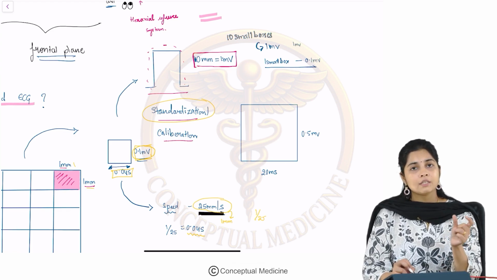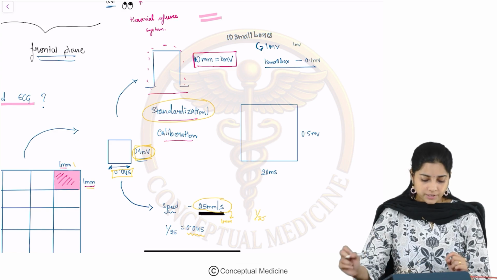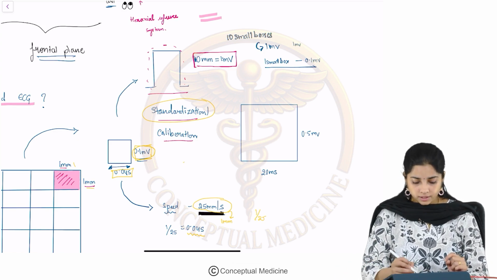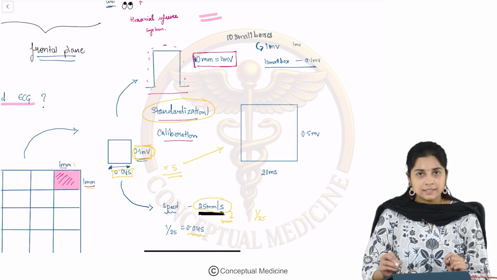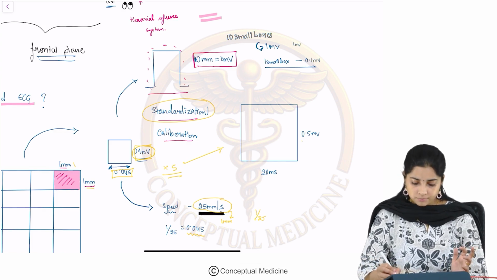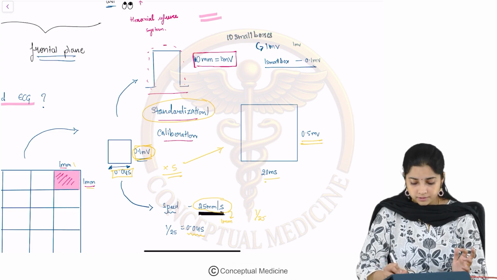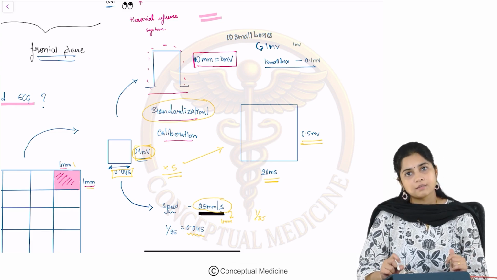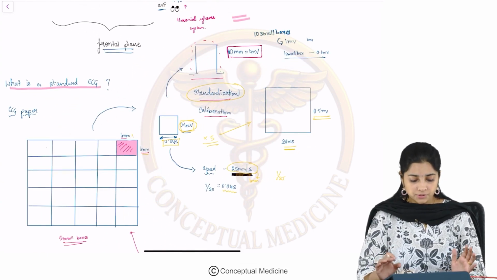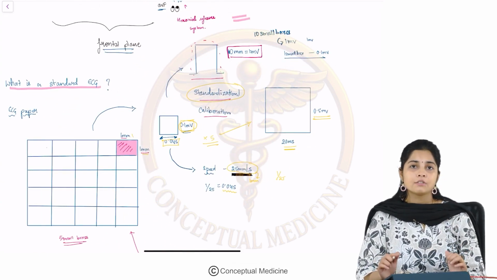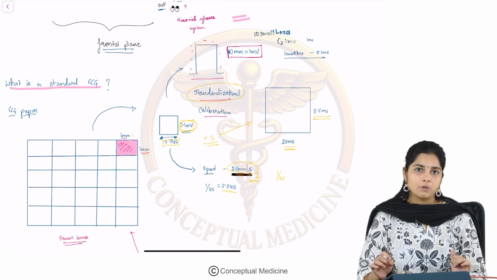So what is the time for each of these small boxes? It is 0.04 seconds. Or in other words, you multiply it by 5 and you will get it for the large box. So the large box, the height is 0.5 millivolt, width is 200 milliseconds. Okay, so this is your standard ECG. You have understood what are the dimensions of each of the small and big boxes.